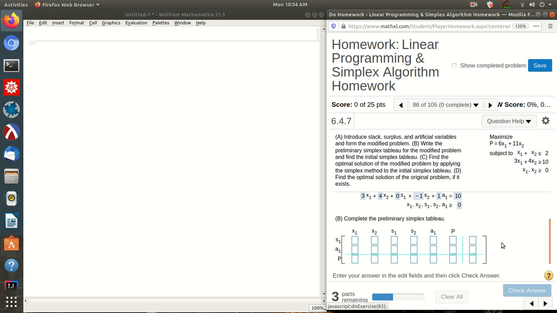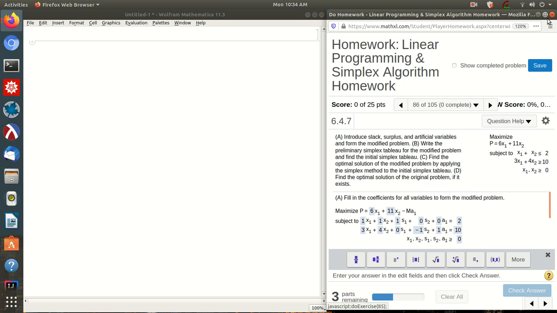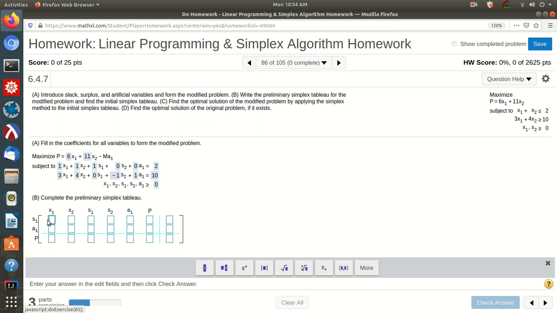Complete the preliminary simplex tableau. Okay, so we have, let's see, you know what, let me expand this. 1, 1, 1, 0, 0, 0, 2. 3, 4, 0, -1, 1, 0, 10.